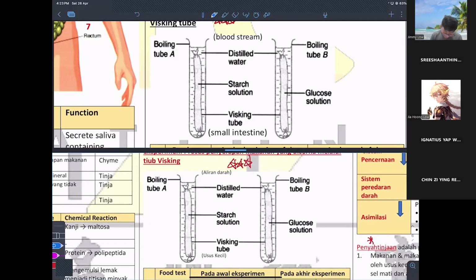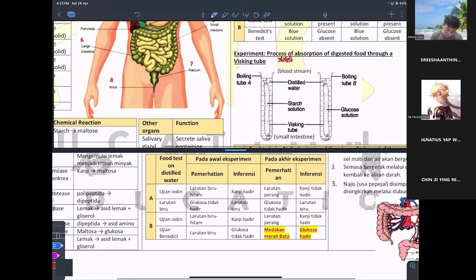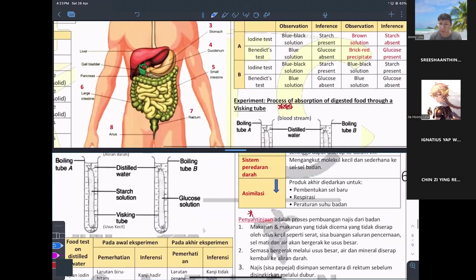So in the end, for your boiling tube P, you can find glucose in the water. But for boiling tube A, there is no starch in the water, to prove that glucose is smaller than starch, so it can go into our bloodstream. That's all. These are the two important experiments that you have to know.